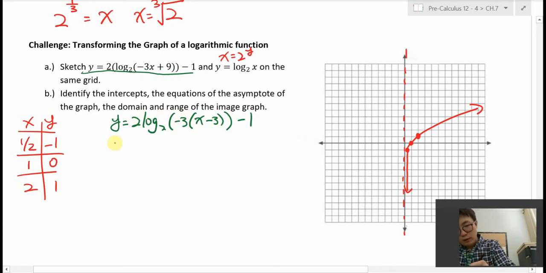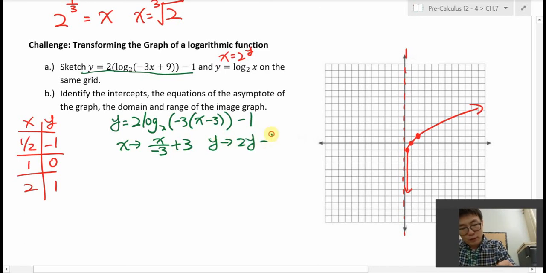So our x becomes x over b plus c, so x over -3 plus 3. And the y values becomes ay plus d, so 2y minus 1. So here is the new table values.